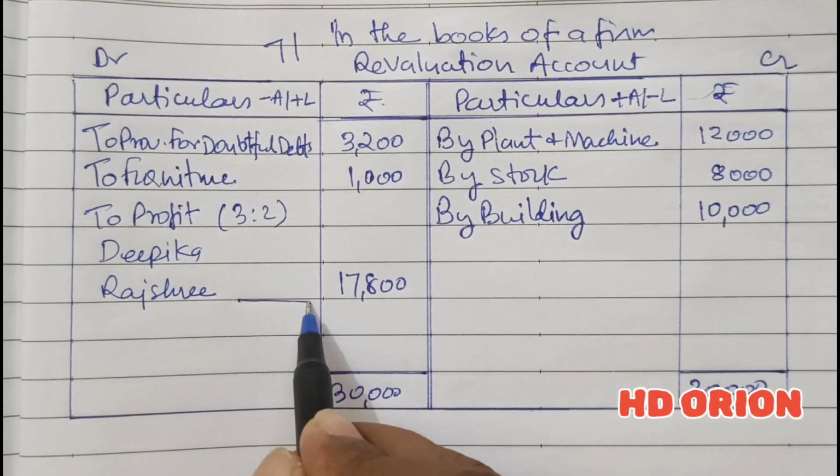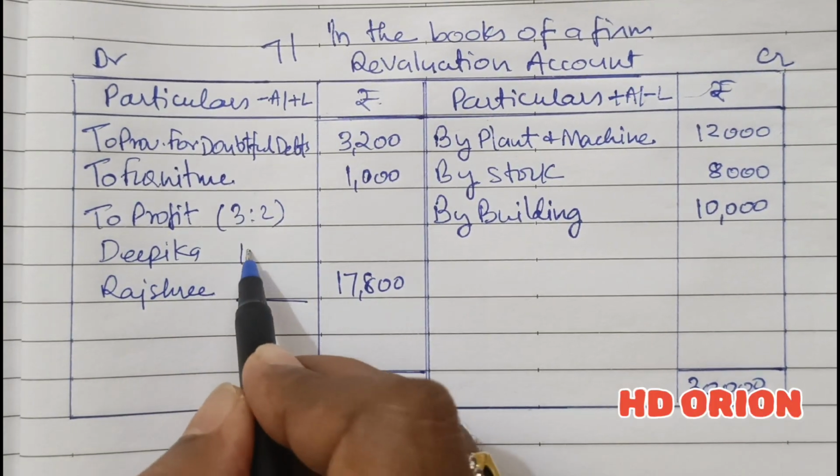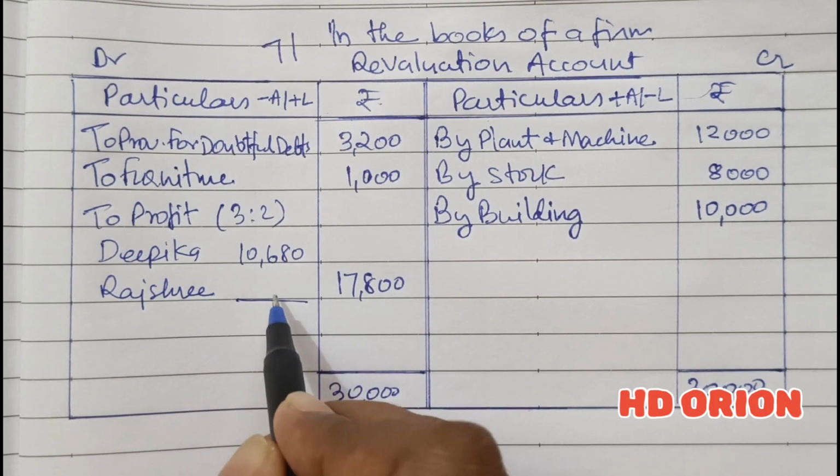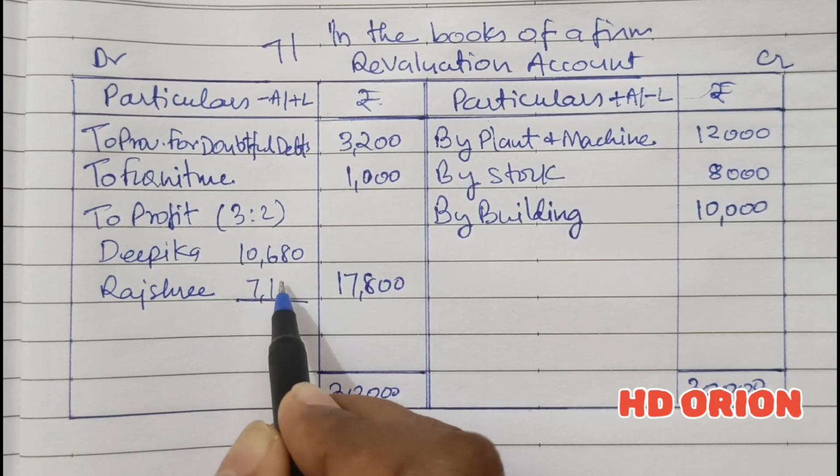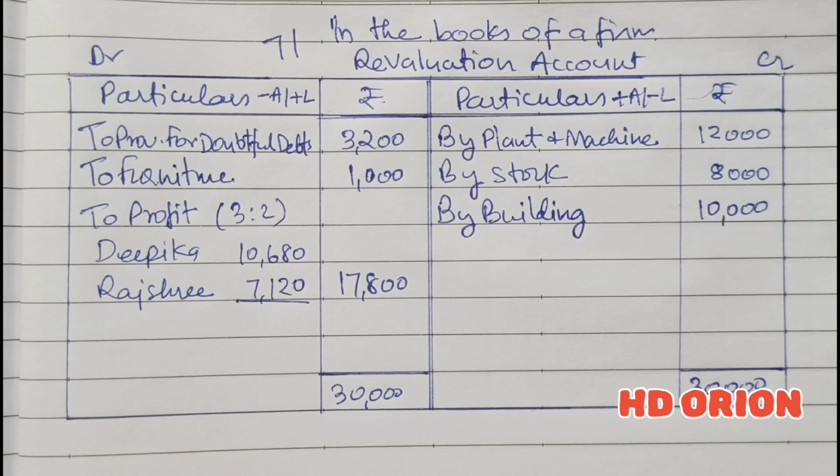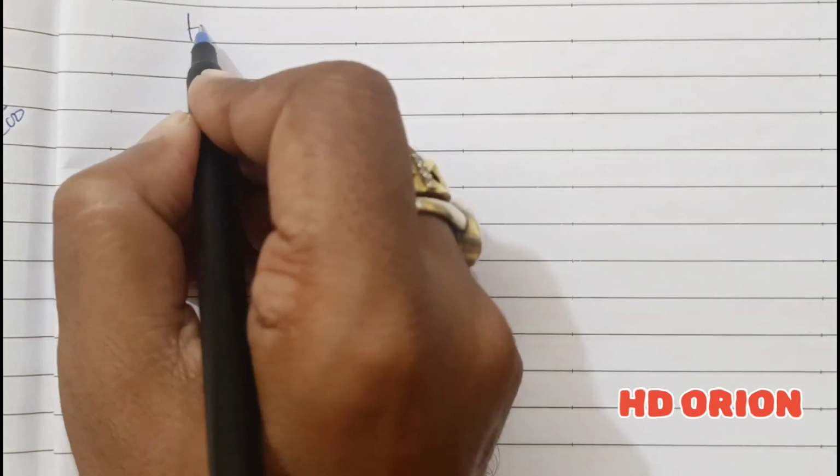So when we break this, the amount is rupees 10,680 and 7,120. So this is revaluation account. Now let us work on the calculation of hidden goodwill.